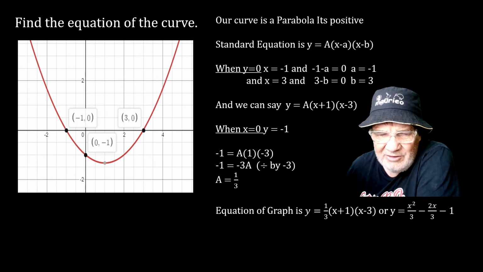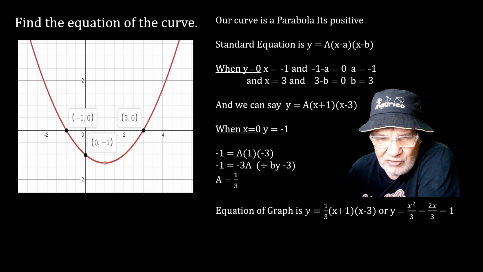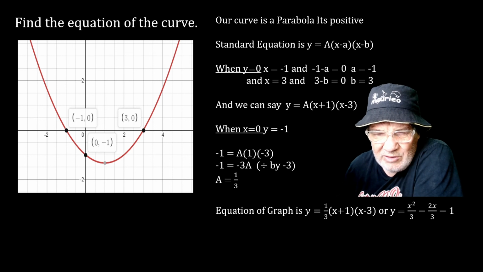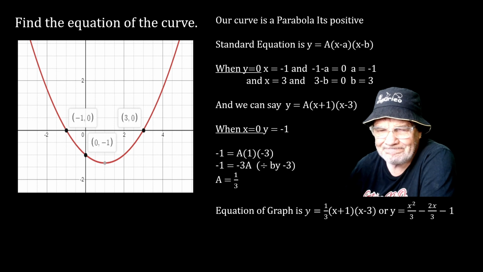Now we can expand all that out. x times x is x squared, x times negative 3, 1 times x is x, and that'll give us negative 2x, and plus 1 times negative 3, negative 3. And then we can multiply all that by a third, which is what I've done, and we get this other form of the equation: x squared over 3 minus 2x over 3 minus 1.